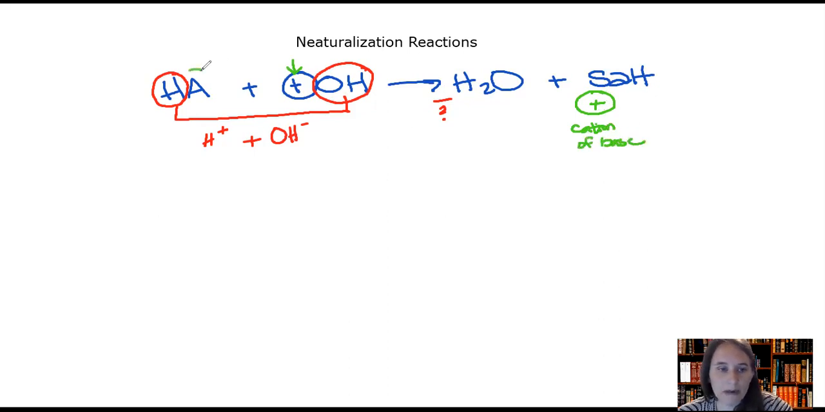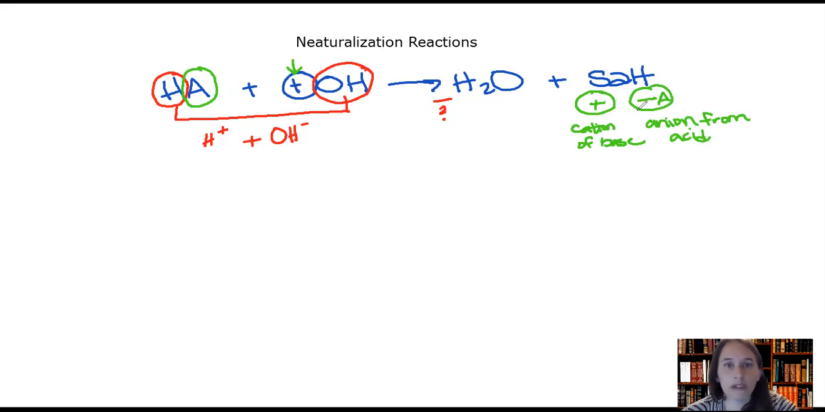And then I'm going to grab the anion, the negative one from the acid. That might be a single element like fluorine, or it might be a polyatomic ion that we know is negative. In this case I had drawn it as A, so the anion from the acid is going to be the anion of our salt. And so I would say just take them over and put them together.